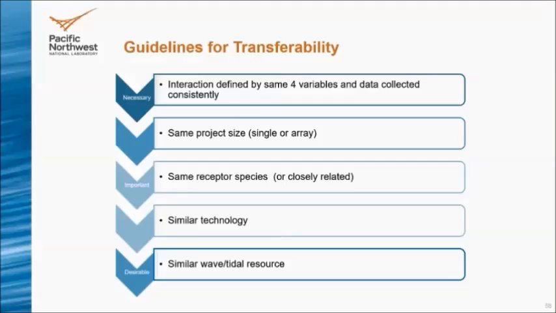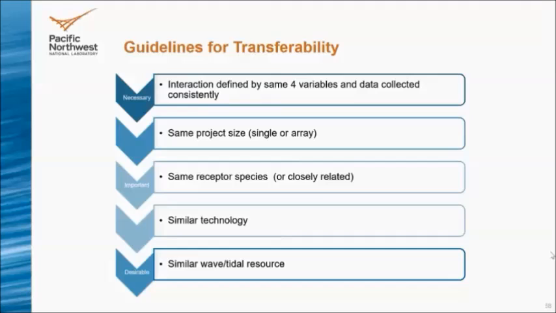So, for example, if you have a tidal turbine and concerns about gray seals, those concerns or the data collected for those gray seals could potentially be transferred or relevant for harbor seals. However, they probably would not be able to be transferred for a harbor porpoise.